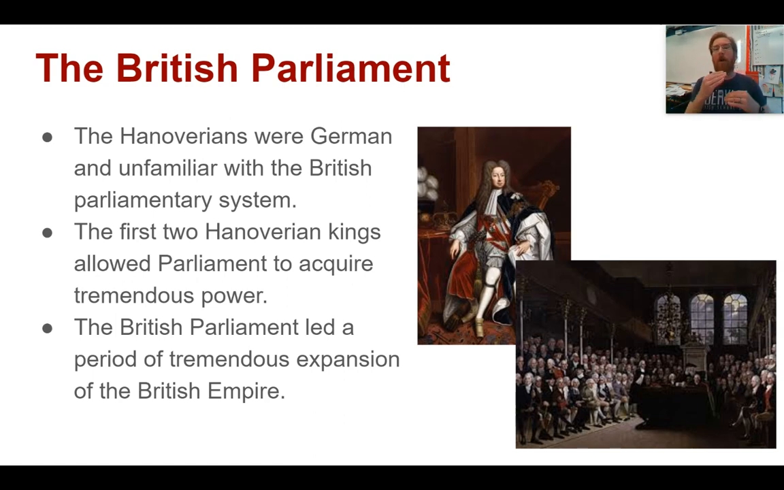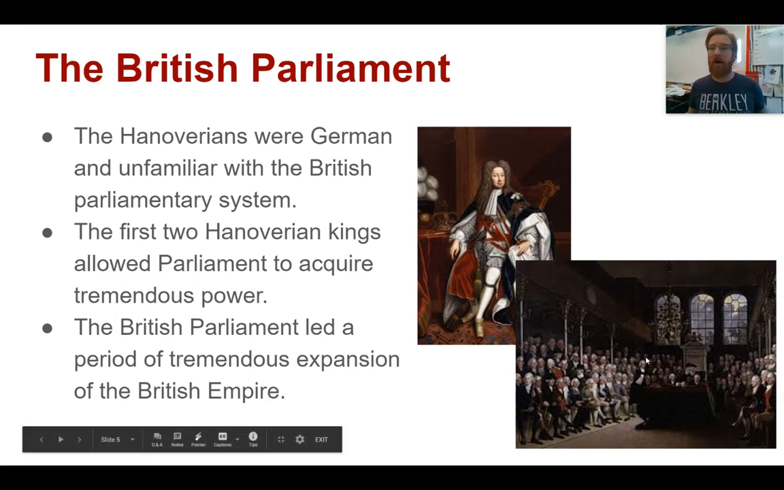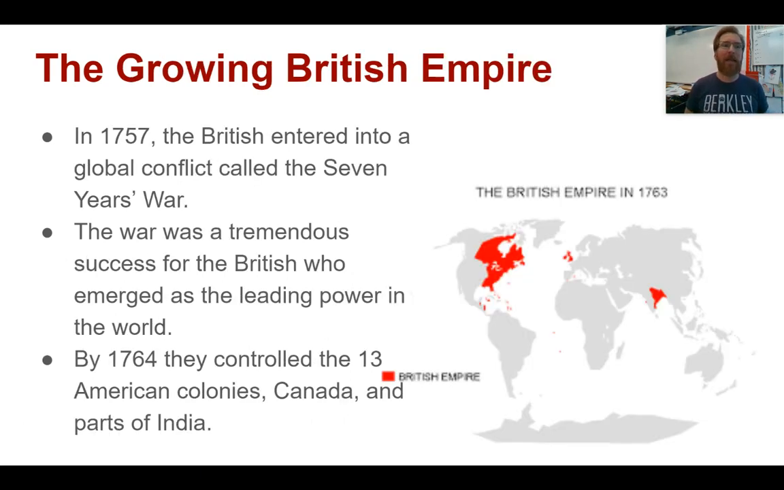They were already well on their way before this. English Civil War, we're not going to get into that. But Parliament is large and in charge. And as a large and in charge Parliament, particularly under the leadership of William Pitt, a very effective prime minister, the British Empire begins to really expand.